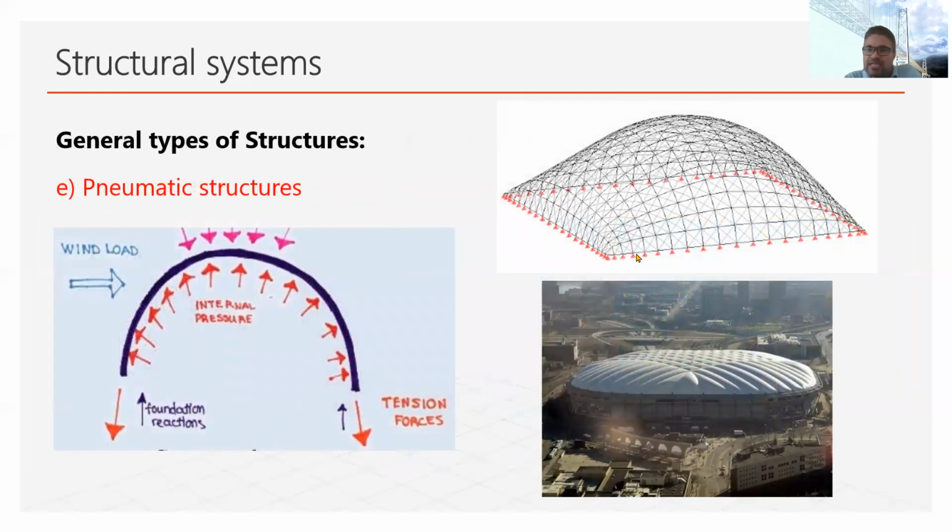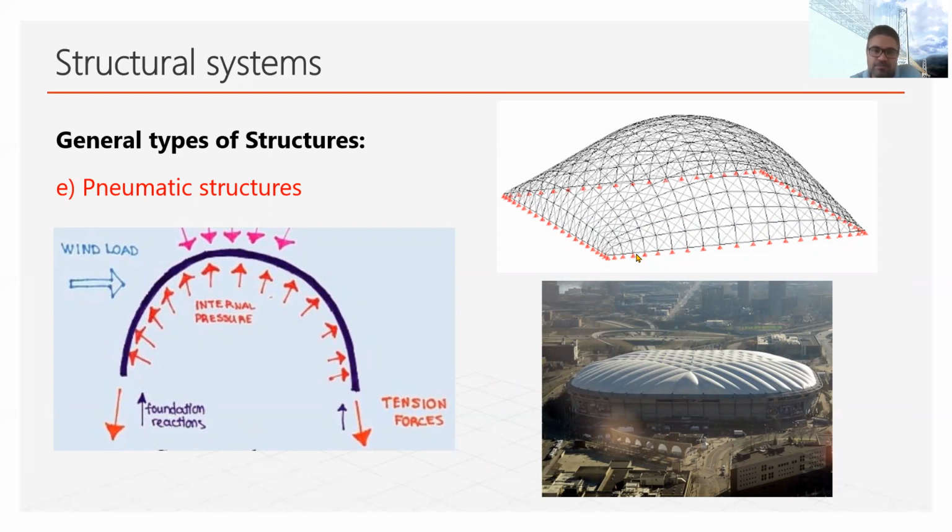Now coming to the next type of structure, which is called pneumatic structures. Such structures consist of a membrane sealed to the ground. In pneumatic structures, the action of the membrane comes into play, and this membrane action is supported by the internal air pressure. When a membrane is subjected to air pressure, it has a certain curvature, and this air pressure causes a stress in the membrane that is proportional to its curvature.